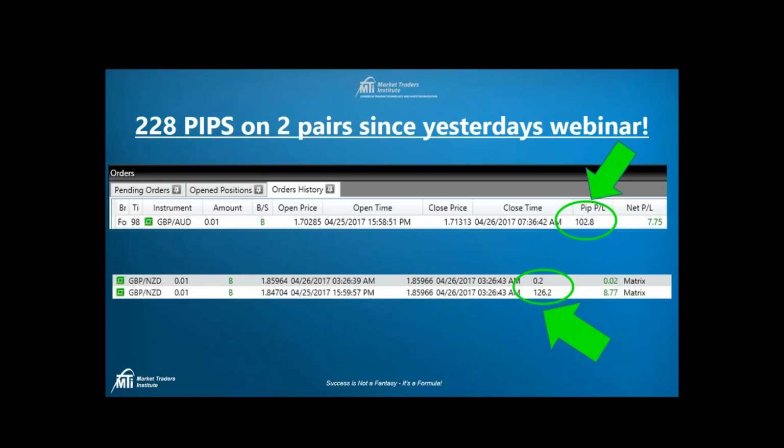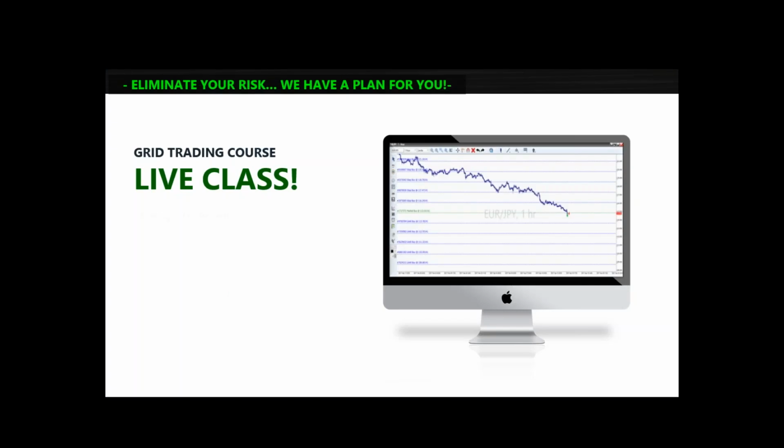Here's what we did in yesterday's webinar. Just from sizing into the webinar yesterday, over 228 pips on both the pound Australian and pound New Zealand. As you can see, net profit of 126 was closed out today with the pound New Zealand. I closed out manually with 102 pips on the pound Australian moving forward.